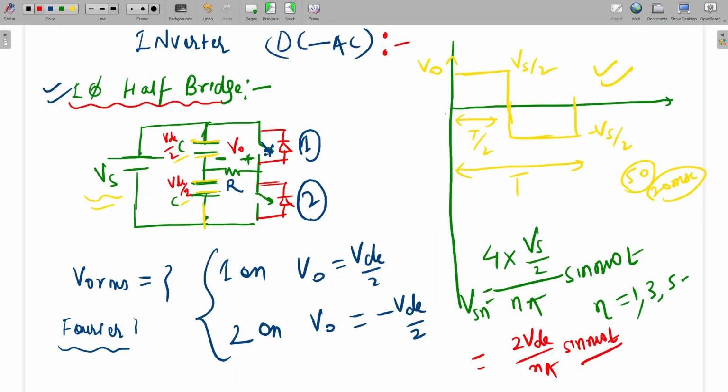Should I derive the Fourier of this one, or is it already clear? It's one step we can derive. It's not very long. Should I derive this? Sir, hello, sir. Yes, you can ask.